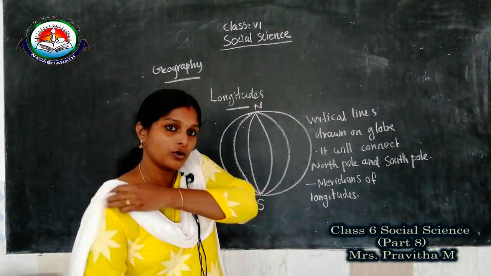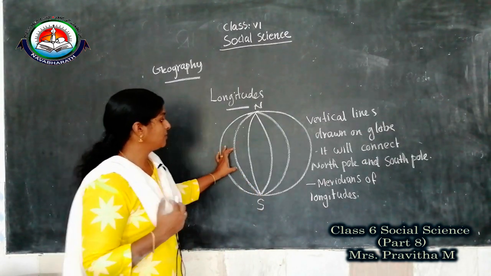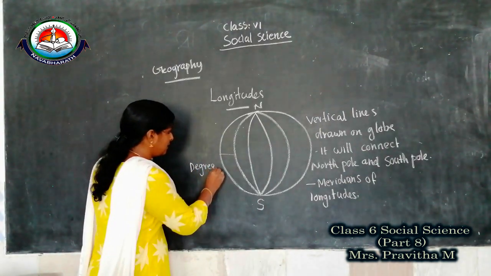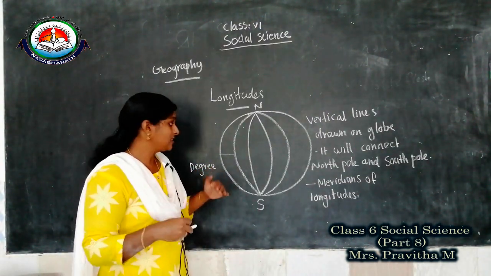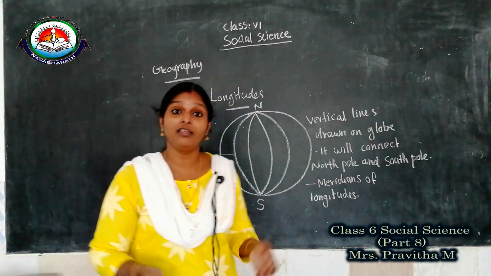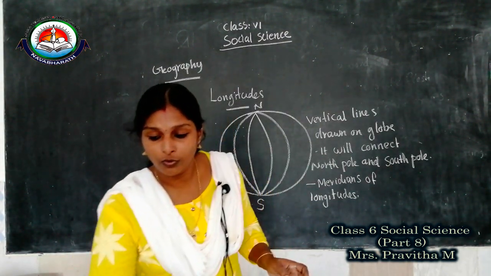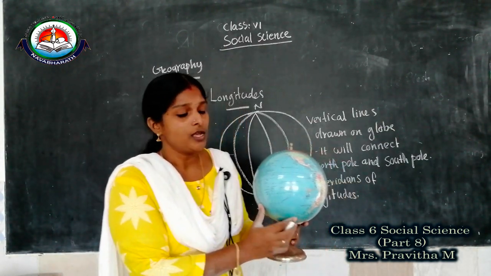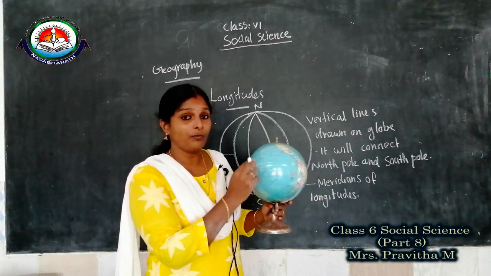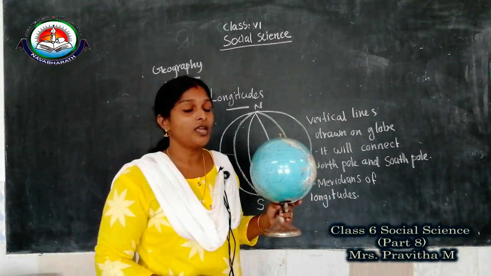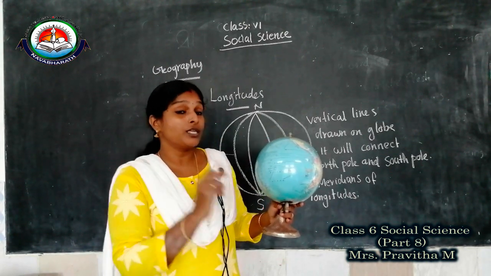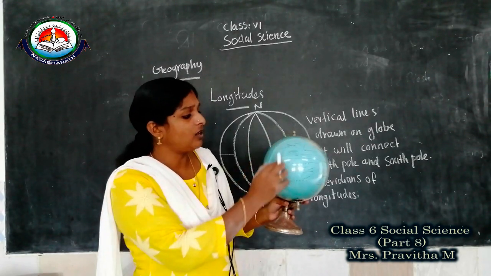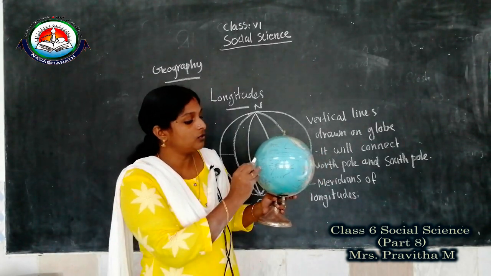Each longitude is measured in degrees. These degrees are divided into hours, hours again divided into minutes, and minutes again divided into seconds. Each longitude is the same in length, so it is very difficult to decide a particular longitude as the 0 degree longitude. We discussed in the last class that the 0 degree latitude is known as the equator. But since every longitude is the same, it is very difficult to decide which is the 0 degree longitude.